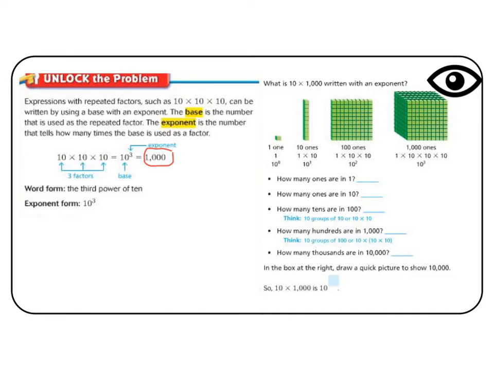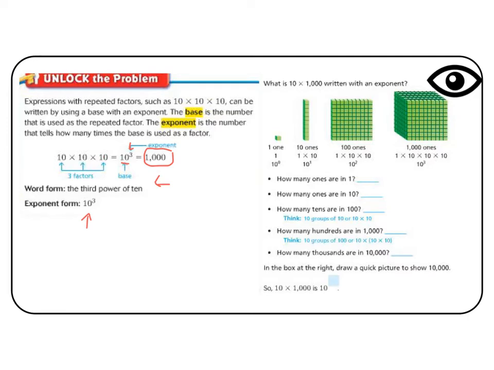But instead of writing it as 10 times 10 times 10, we can write it as 10 with a little 3 up at the top. And we say that as 10 to the power of 3. We could also say that as 10 to the third power, or in exponent form, you can see it's a 10 with a little 3 up at the top. That little 3 is called an exponent.